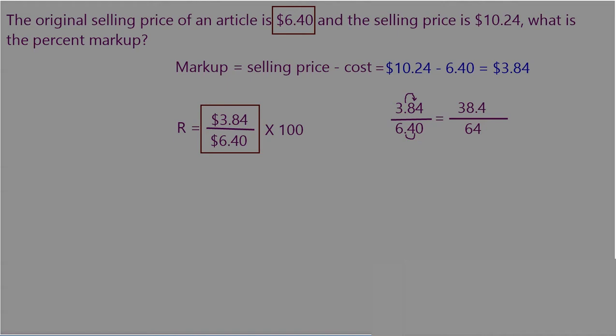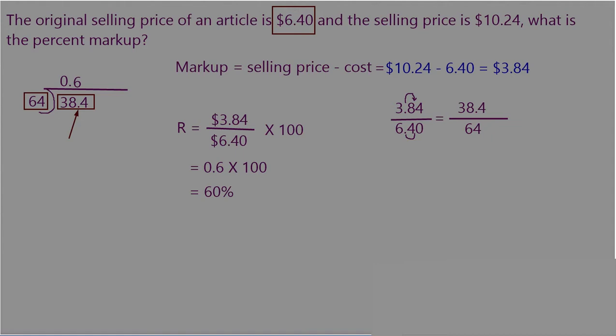We now have 38.4 divided into 64. 38 divided into 64 equals 0. We now ignore the point and divide 384 into 64. If we multiply 6 by 64, we get 384, so that means 384 divided into 64 equals 6. Multiplying 0.6 by 100, we get 60 as the percent markup. We get 60 because multiplying without the decimal point would give us that value, and 0.6 has only one place of decimal.